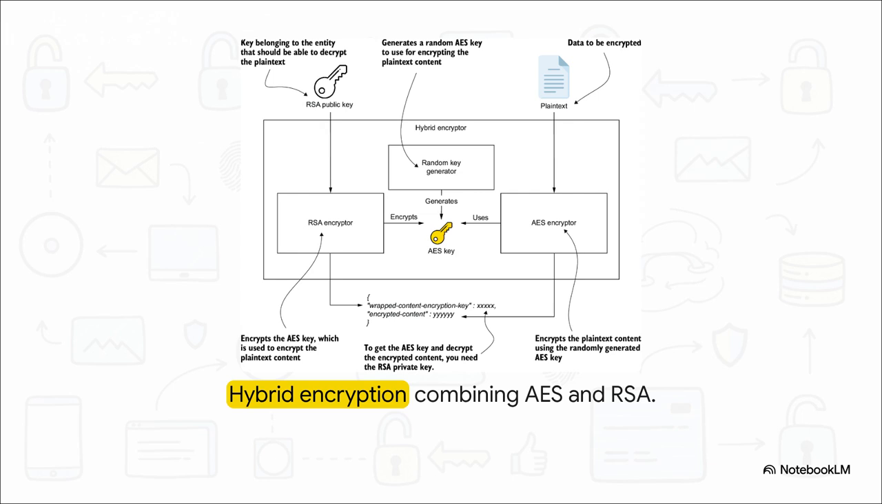Now, on the receiving end, the process works in reverse. The recipient cannot decrypt the large document directly. First, they have to use their highly guarded private RSA key to unwrap the AES key. Once that AES key is successfully extracted, they use it to decrypt the bulk ciphertext and retrieve the original document. This brilliant architecture gives you the absolute best of both worlds. You get the speed of symmetric cryptography coupled with the secure key distribution of asymmetric cryptography.